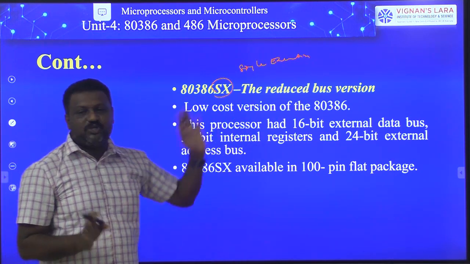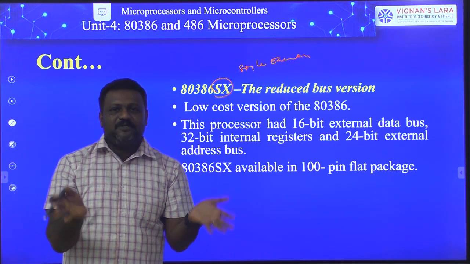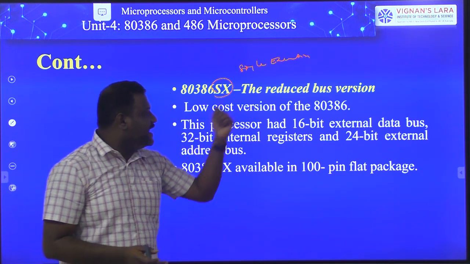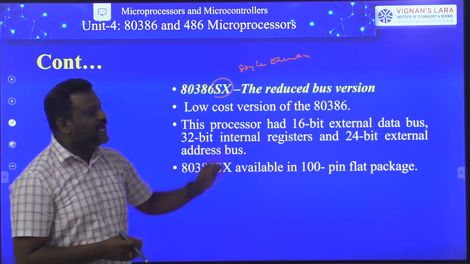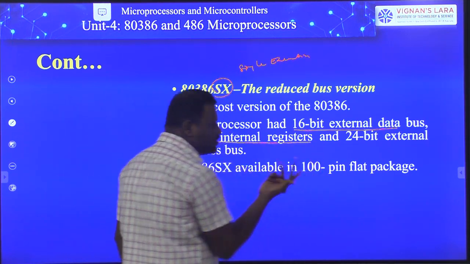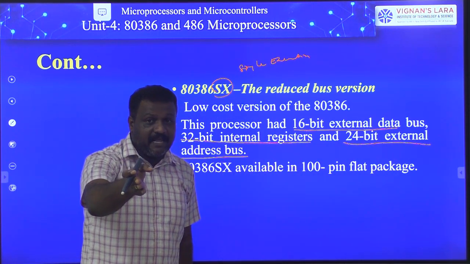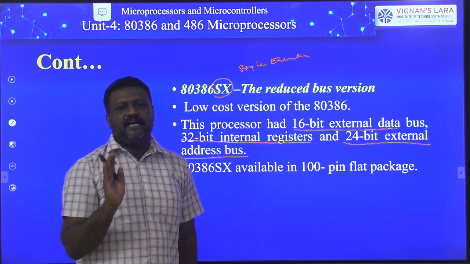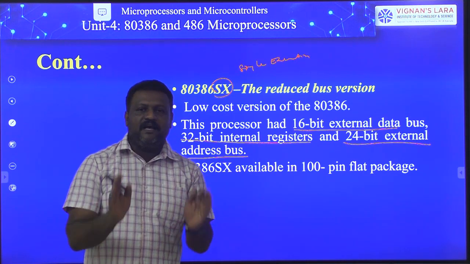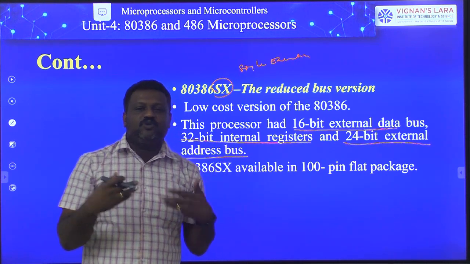And this is a low cost version of 80386. Once you reduce the bus width, the complexity of your processor is automatically reduced, which influences the cost. So it is a low cost version of 80386. This processor has a 16-bit external data bus and 32-bit internal registers as usual, but a 24-bit external address bus. Just know what I am saying. It has 24 address lines and 16 data lines, but I have not touched the internal registers. Their size is still 32-bit. Internally, it just looks like your 80386DX.